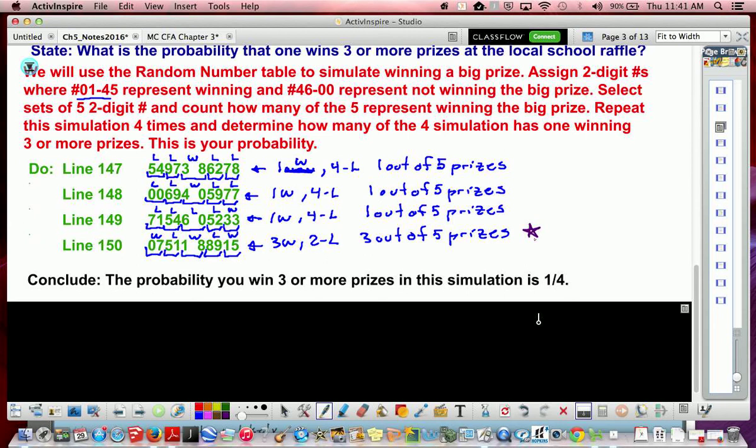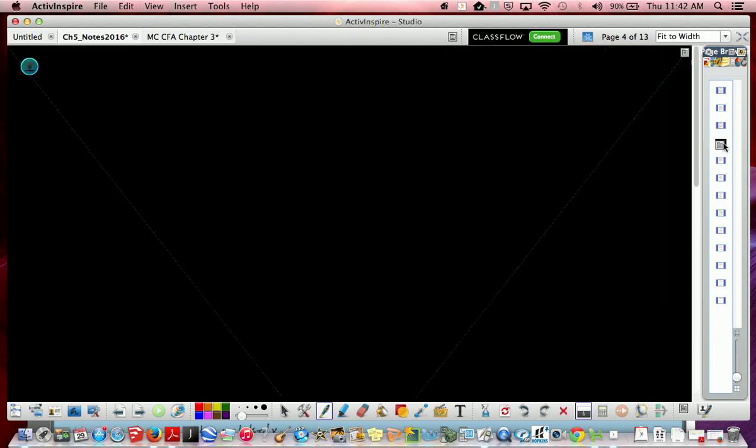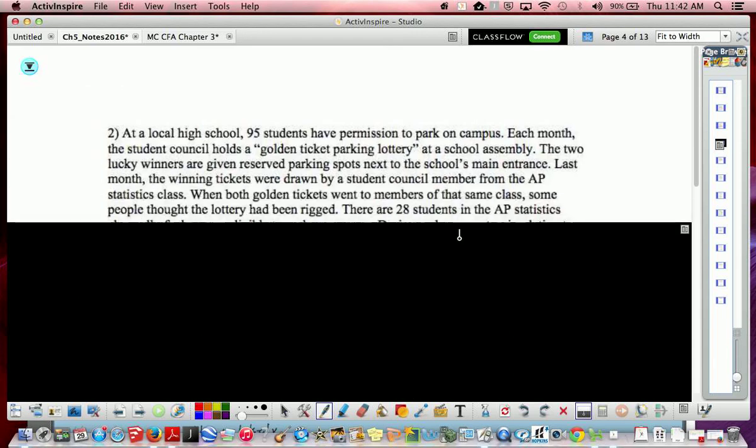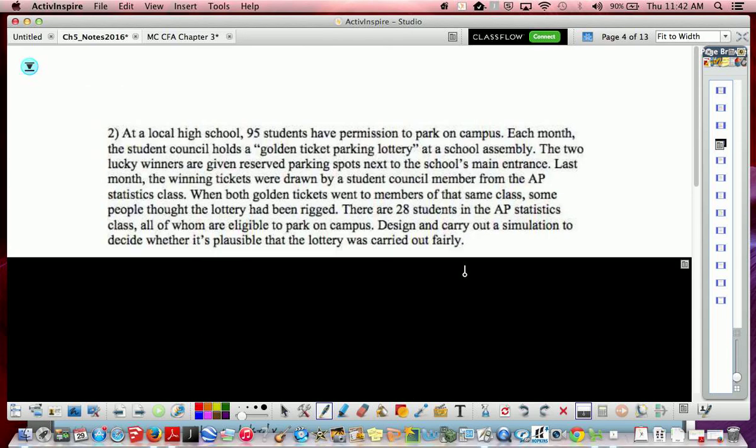Including decimal points? All right, let's go to the next page and look at our last example here. Oh, I like this problem.